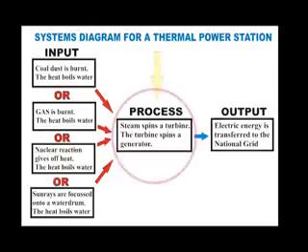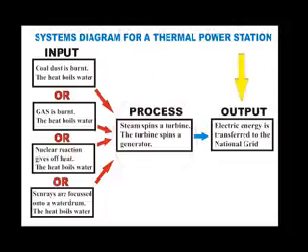In all thermal power stations, steam spins a turbine and the turbine spins a generator. The output from the thermal power station system is electric energy, and the electric energy comes from the generator via step-up transformers and is fed into the national grid to be passed around the country for consumers.